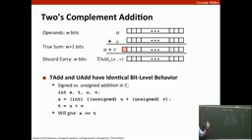And that's part of the reason why 2's complement is the most commonly used way of representing signed numbers, because the same hardware, the same algorithms that are used for doing addition work for either unsigned or 2's complement numbers.